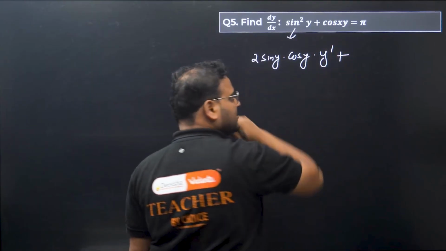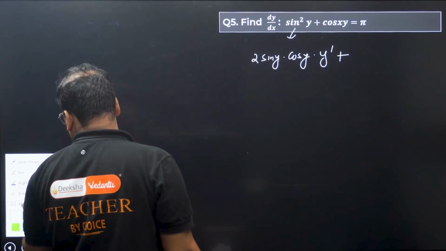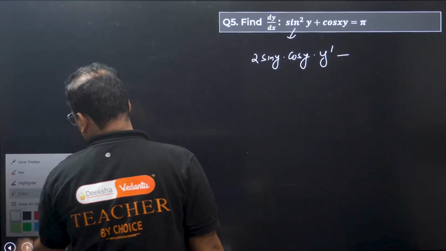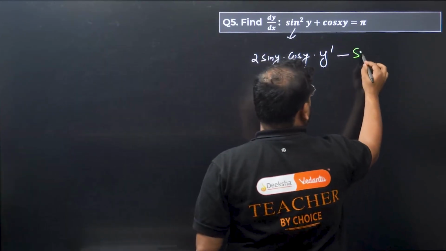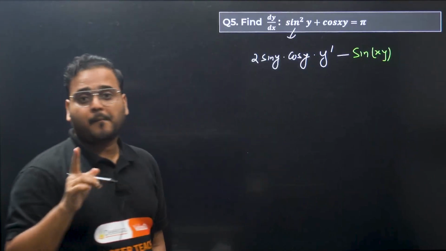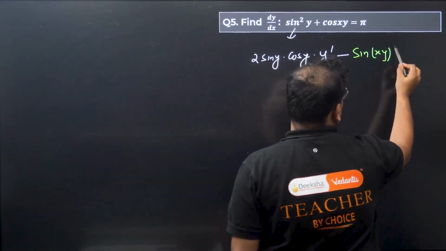What about this side? Derivative of cos, sir. What is the derivative of cos? Minus sin. The derivative of cos is actually minus sine of that given angle. So minus sine of the same angle xy. Is it over? Apply the chain rule for xy also.